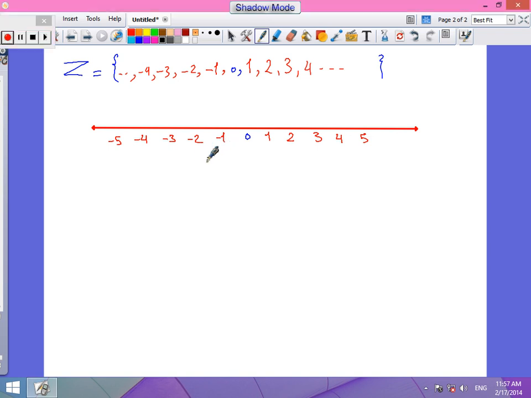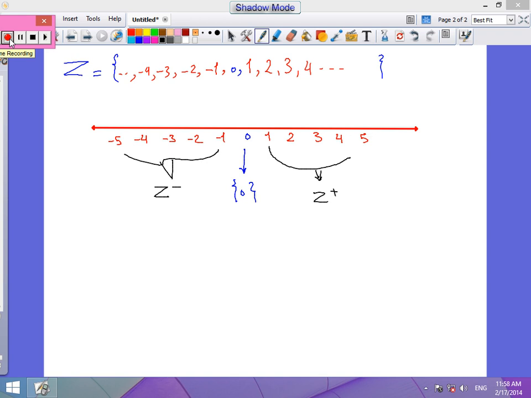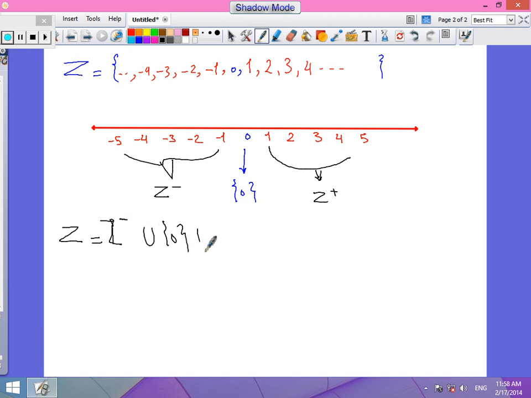Here we have Z negative, and from 1 and so on, represented Z positive. Here are the negative numbers, and here are the positive numbers, and 0 is between them, not negative and not positive. Then the set of integers Z equals Z negative union 0 union Z positive.